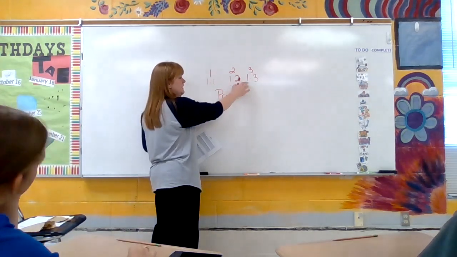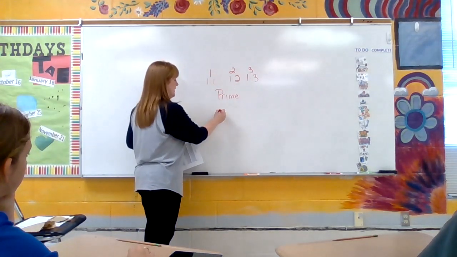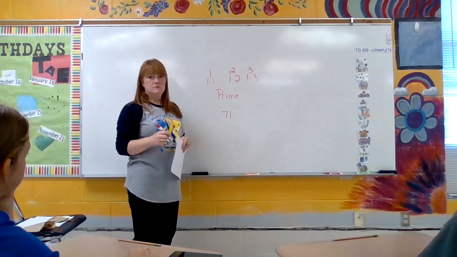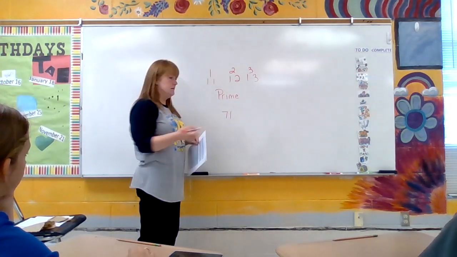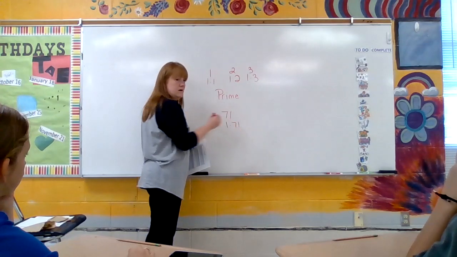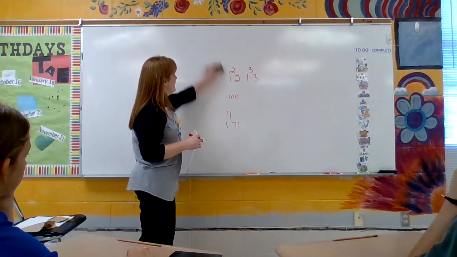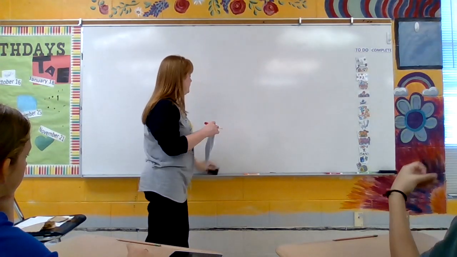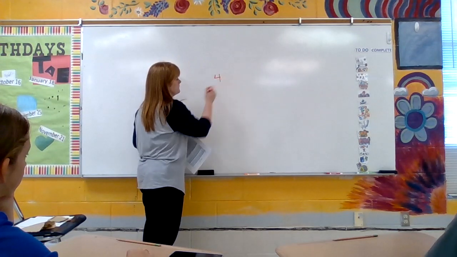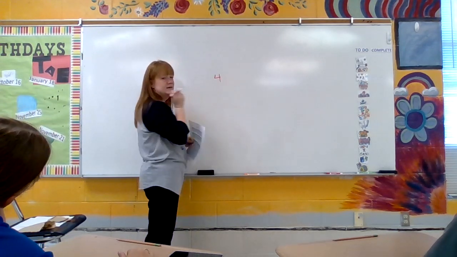Now you could have these little bitty numbers and that's easy, but what if you were given a number like 71? It's not divisible by anything but 1 and itself, right? Those are prime. All right, if 1, 2, and 3 are prime, what about the number 4? What would multiply to give us 4?